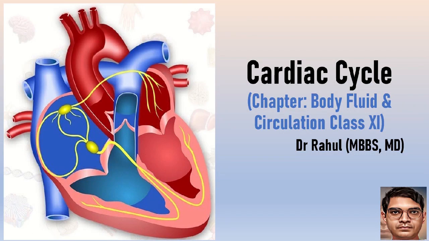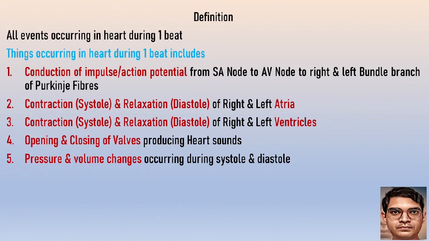As you can read in this video, I am going to clear all the concepts of cardiac cycle. So let's begin. First, we'll see the definition of cardiac cycle. Cardiac cycle includes all the events occurring in heart during one beat. Now, which are the things that occur in the heart during each beat?